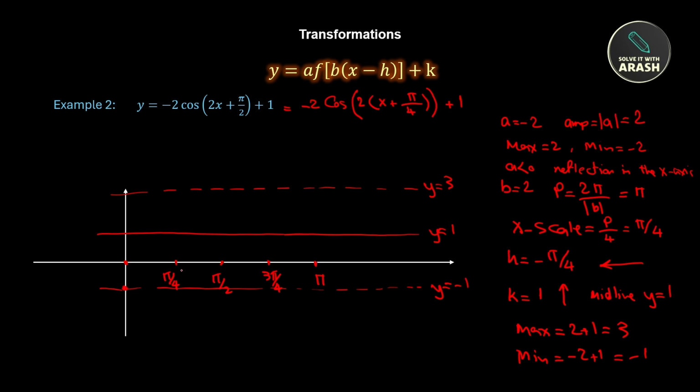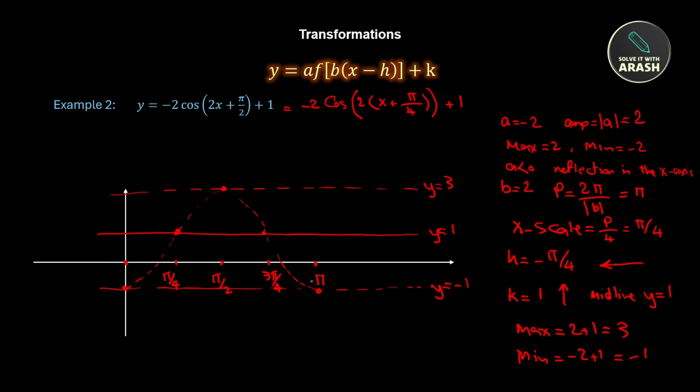Then it goes to the midline at the second key point. Next it goes to the maximum at pi over 2. Then goes down to the midline. And finally goes down to the minimum at the end of the cycle. So if I connect these points with dashed lines, I'm going to get this graph.